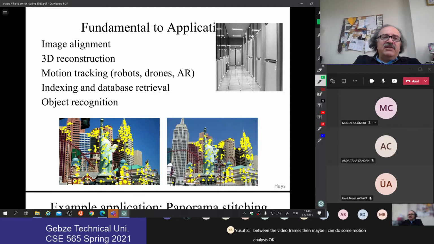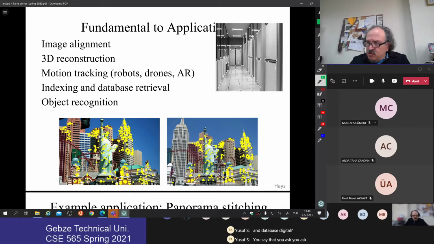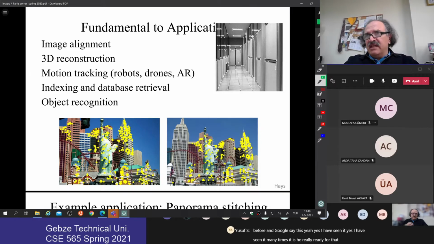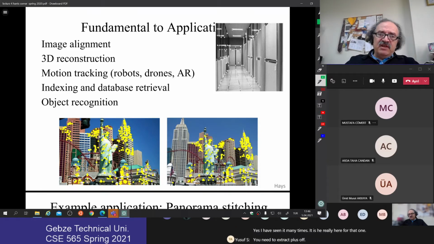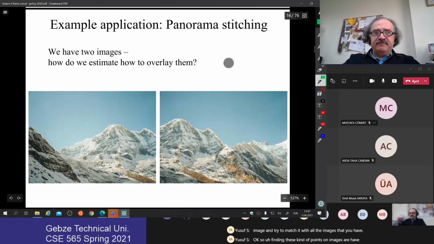Okay, so other stuff is indexing and database retrieval. You ask Google, did you see this picture before? And Google says, yes, I have seen it many times. It is here, and here. For that, you need to extract lots of distinguishable features from the image, and try to match them with all the images that you have. Okay, so finding these kinds of points on images has many application areas.